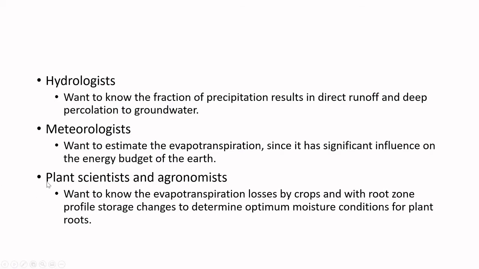All right. And plant scientists and agronomists want to know the evaporation losses by crops, because water is important for crops, and the root zone profile storage changes to determine optimum moisture condition for plant roots. So when water is lost from the surface or due to crop uptake, the soil becomes drier. As a result of drying soil, the plant may not be able to survive because water is needed for various metabolic processes in the plant.